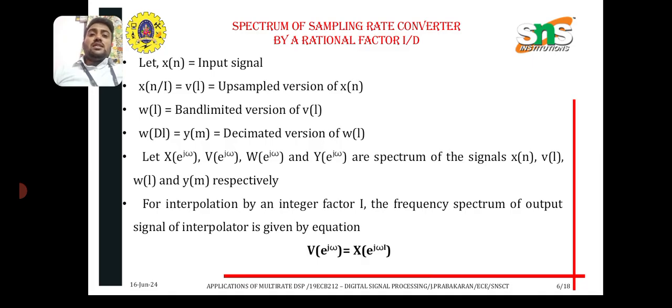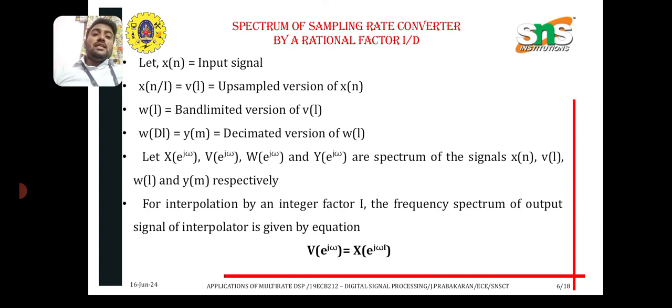The input signal is represented as x of n, and the upsampled version of the input signal is represented as v of l, that is x of n by I, and the band limited version of v of l is represented as w of l, and the decimated version of w of l is represented as w of dl or y of m. Let capital X of e power j omega, capital V of e power j omega, capital W of e power j omega, and capital Y of e power j omega be the spectra of the signal x of n, the upsampled version of x of n, the band limited version of v of l, and the decimated version of w of l respectively.